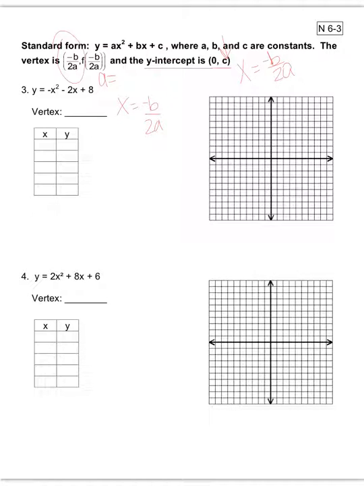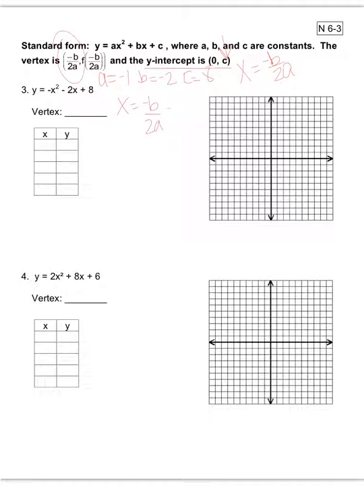So let's write down what a, b, and c equal. A equals negative 1, because that's the coefficient of x squared. B equals negative 2, that's the coefficient of x. And then c is your constant, which is 8. That's also your y-intercept, so where it will cross the y-axis.